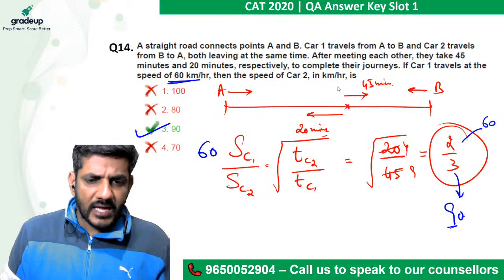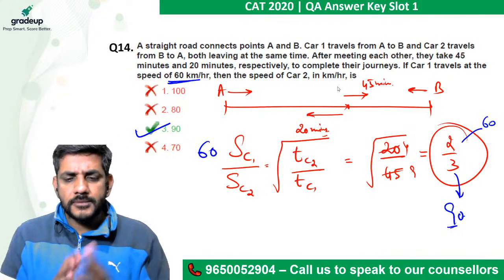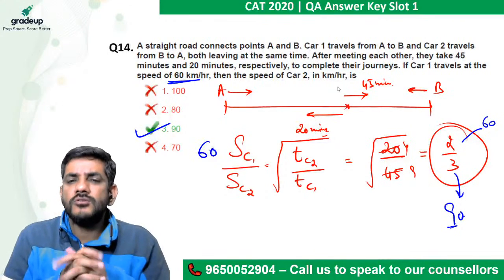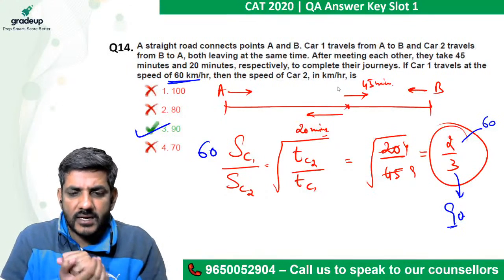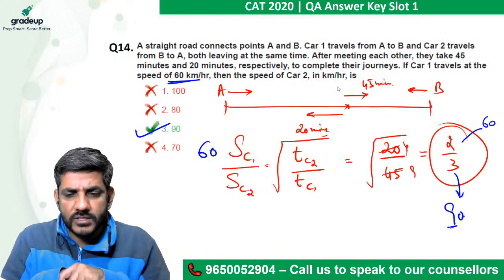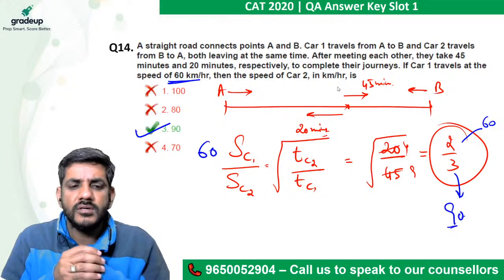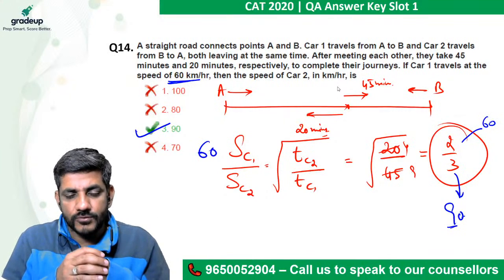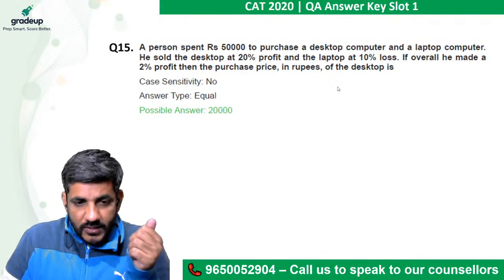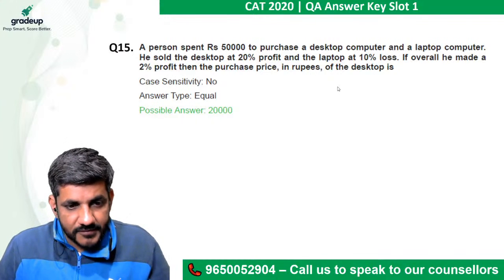So anything else that we could have done using the options or something? I do not find that it could have been done by using the options, or any further shortcut that could have been used. I find it slightly difficult to use it here. Okay, so let's move on to the next question. Question number 15.